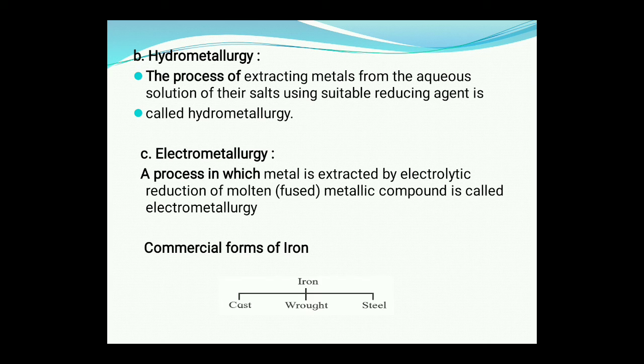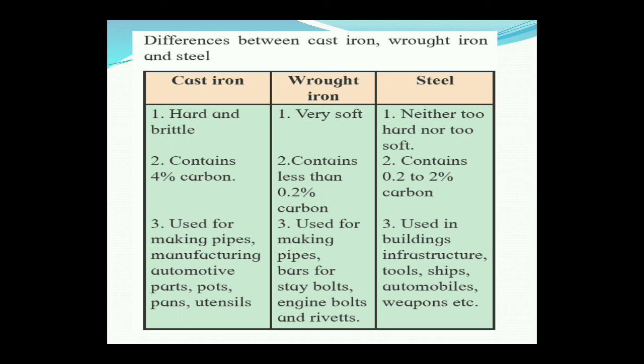Those are cast iron, wrought iron, and steel. These are the three commercial forms of iron, and they have different applications and different compositions. What are the differences between these forms? So we will see those. Here is your table showing the differences between cast iron, wrought iron, and steel. Cast iron is hard and brittle, while wrought iron is very soft. Steel is in between these two, that is, it is neither too hard nor too soft.